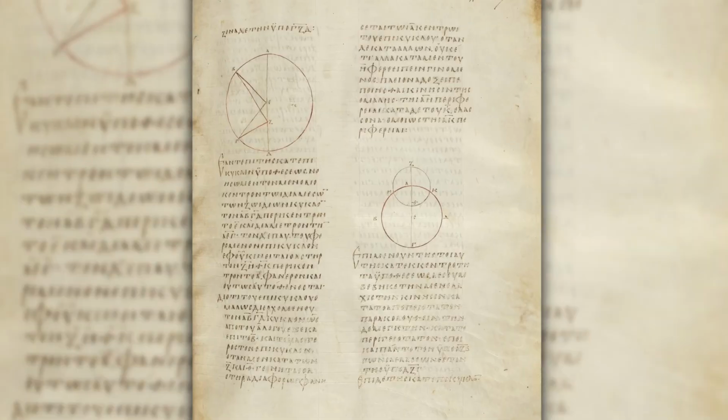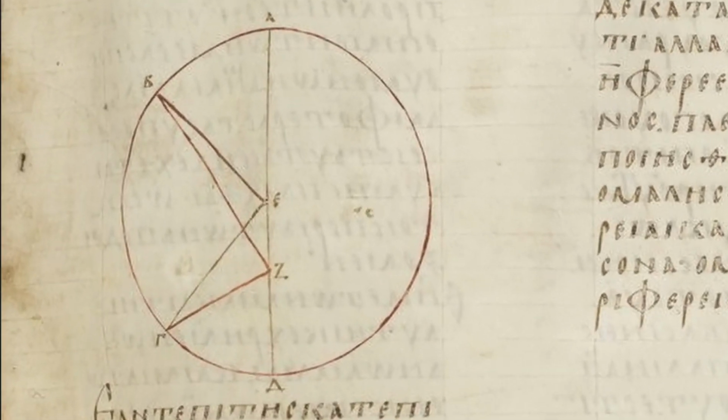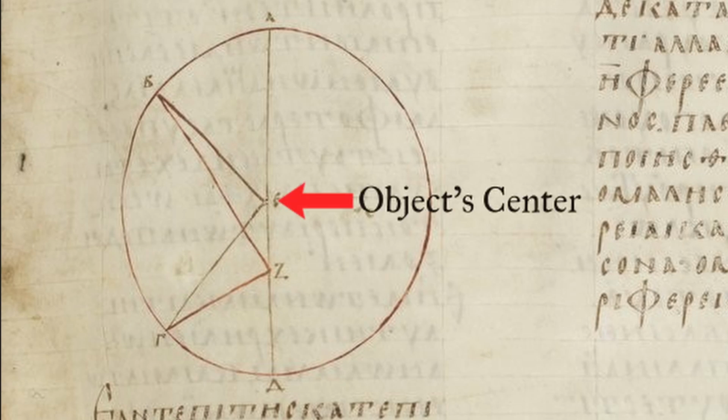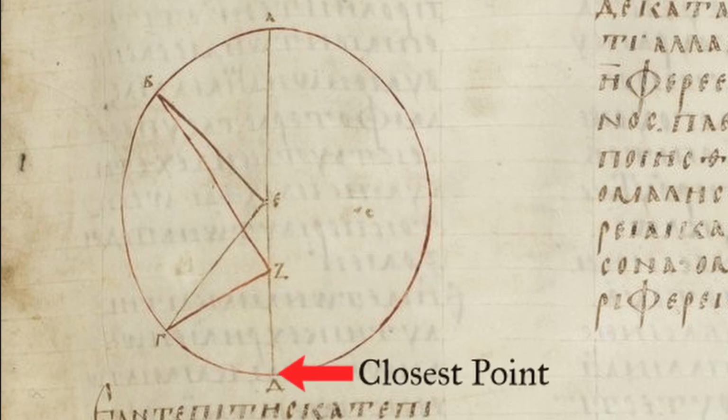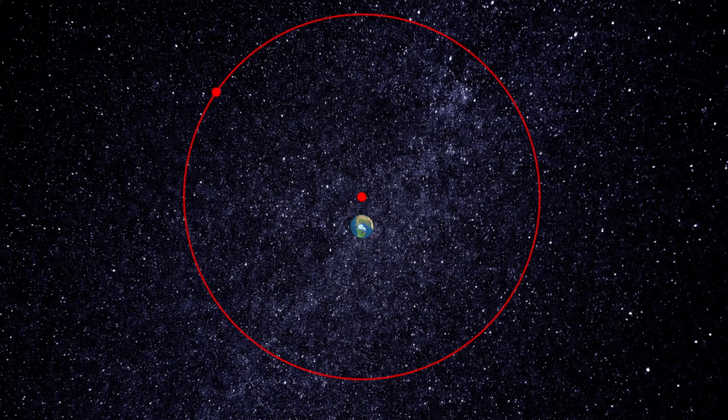The first is known as the eccentric hypothesis. In this version, the center of motion of the object is simply moved off of Earth. This creates points along its path which are closer to the Earth, where the object appears to move faster, and ones where it's further away, where it appears to move more slowly, despite always moving about its own center at a consistent speed.